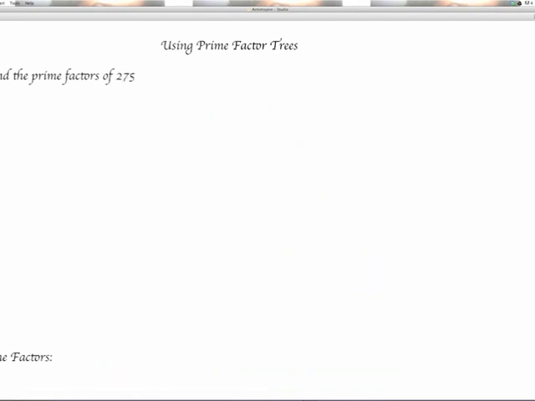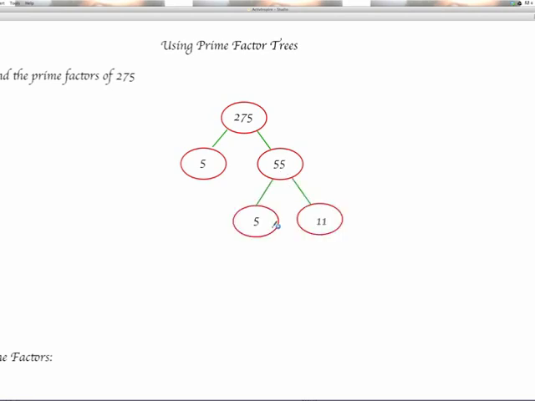Okay, let's try another example. So we want to find the prime factors of 275. So I start at the top, 275. What two numbers multiply together to give me that number? I'm going to choose 5 and 55. 5 is a prime number, so I can move on to the 55. I can get 55 by doing 5 times 11.